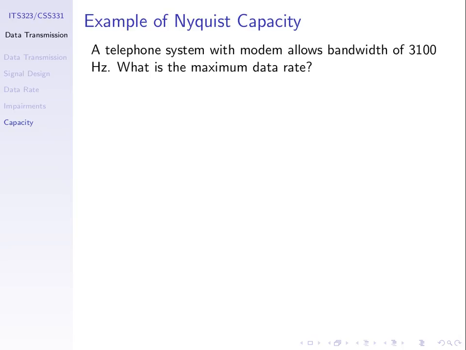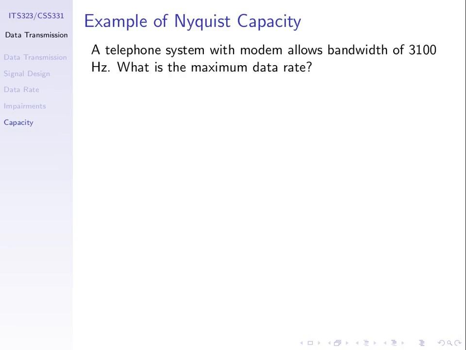And the telephone system was designed to support a bandwidth of 3,100 hertz. So the signal transmitted across the telephone line had a bandwidth of 3,100 hertz. Why? Why would a telephone line support a bandwidth of 3,100 hertz? Anyone want to guess?